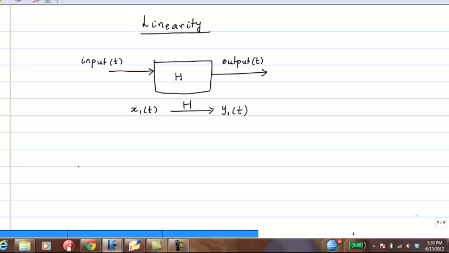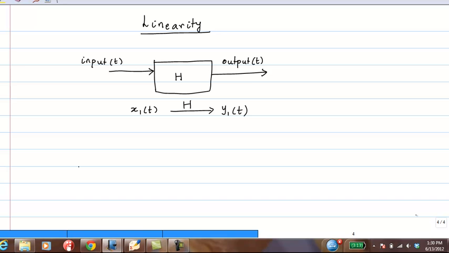One of the important class of systems that we will study in this course is the class of linear systems. So let's talk a little bit about what it means for a system to be a linear system, or what linearity of a system means. Now suppose we have a system which I'm going to represent by H, and we have a certain input signal to this system. Let's call it input of t, which produces an output signal, output of t.